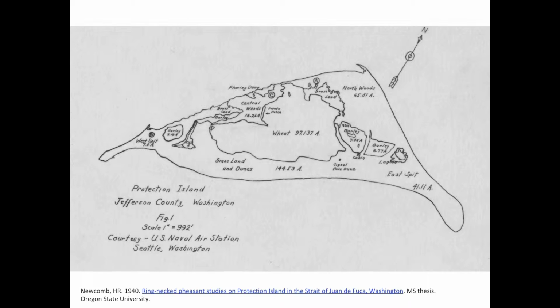The thesis that I got this data from was published as a master's thesis in 1940. And there's some really cool figures in here. One is this hand-drawn map of the island showing some of the different habitat. So we've got grassland and dunes, some woods.